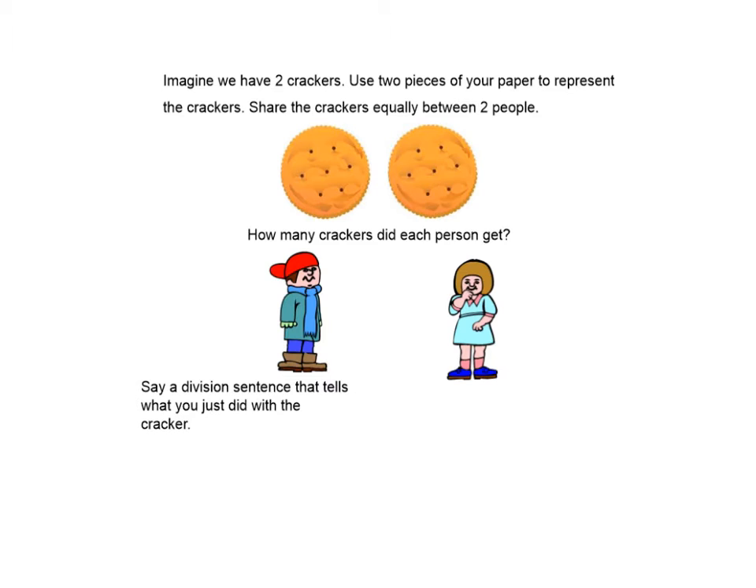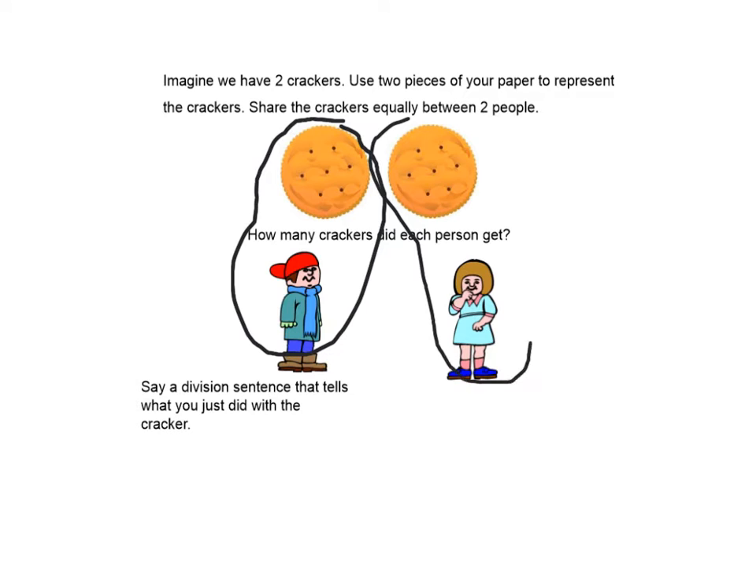So if I have this one boy, I'm going to give him, if I have two crackers, one cracker. So this boy is going to get this one cracker. And if I have this girl and I have another cracker, this girl's going to get one cracker. Okay? The division sentence that tells what we just did with the cracker was 2 crackers divided by 2 people equals 1 cracker, because each person got 1 cracker. So we just split 2 crackers by 2 people and got 1 cracker.